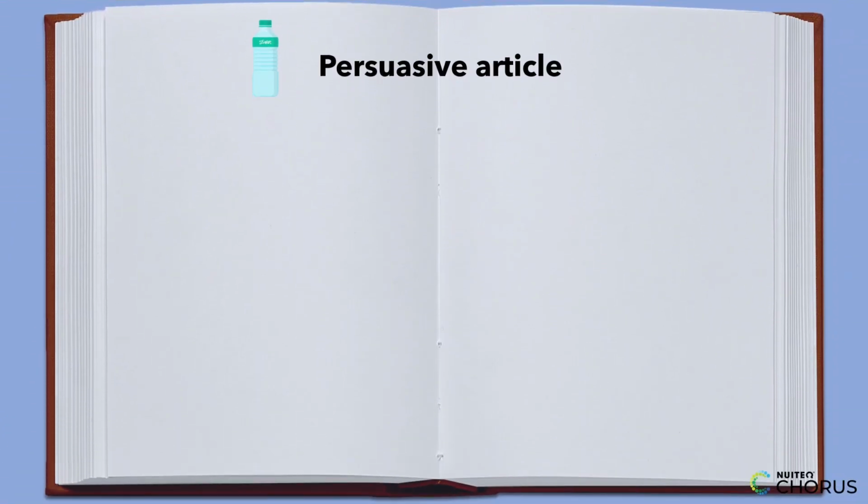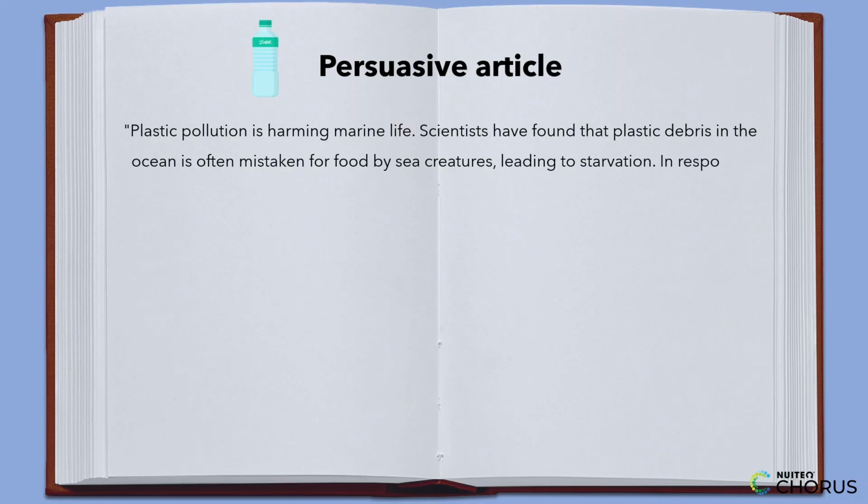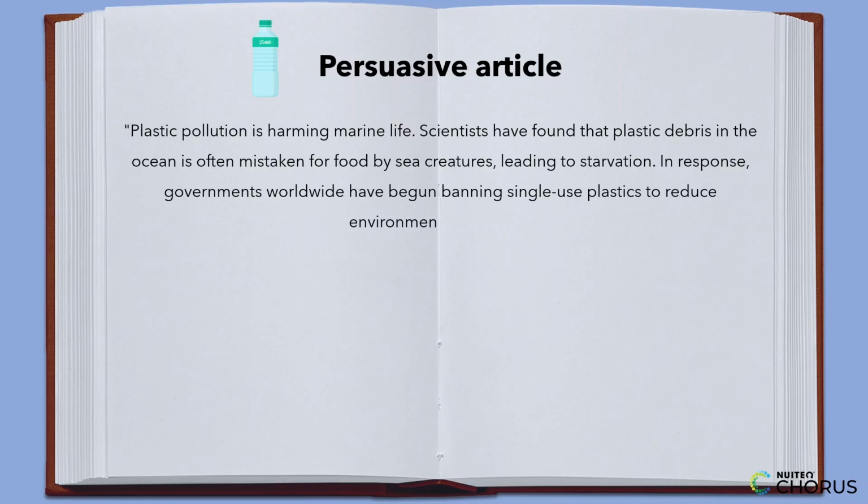Now, let's look at a cause and effect relationship in a persuasive article. Plastic pollution is harming marine life. Scientists have found that plastic debris in the ocean is often mistaken for food by sea creatures, leading to starvation. In response, governments worldwide have begun banning single-use plastics to reduce environmental damage.